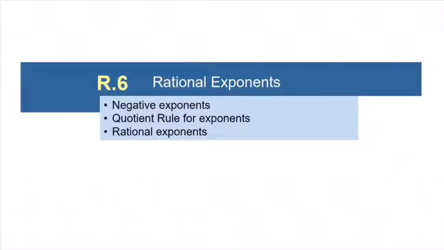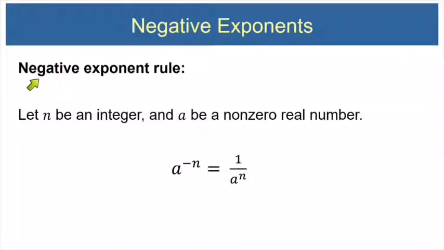So let's get started. Now first, here is the negative exponent rule. You probably have seen this before, but we just need to be reminded. Let n be an integer, and let a be a non-zero real number. So n is a positive or negative whole number, and a is any number except 0. If you have a to the negative n power, you can restate that as 1 over a to the positive n power. So you can think of this as a negative exponent means we move the base to the denominator. That's one way to think of it.